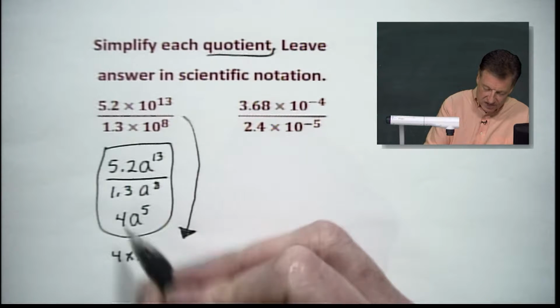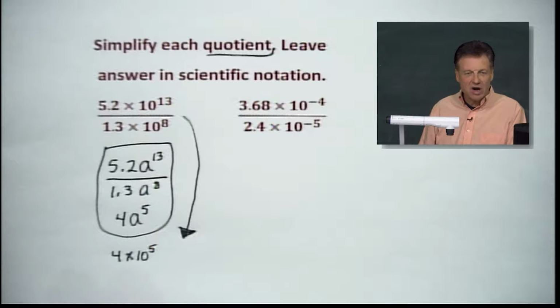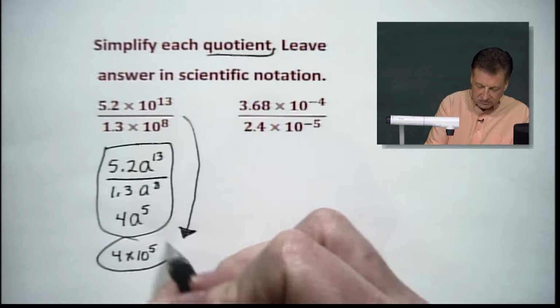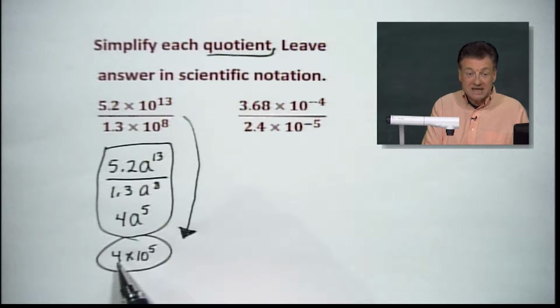And we're subtracting those exponents. What's going to be the 10? 10 to the 5, right? 10 to the 5th power. Are we done? There's always that question. Well, 4 is between 1 and 10. Looks pretty good to me. And we got a power of 10 there. So we're good. We're in scientific notation.